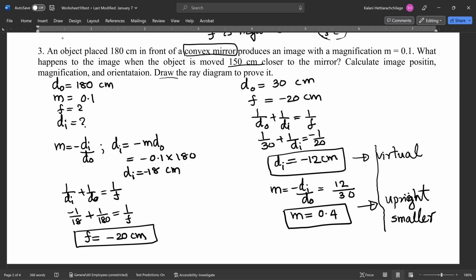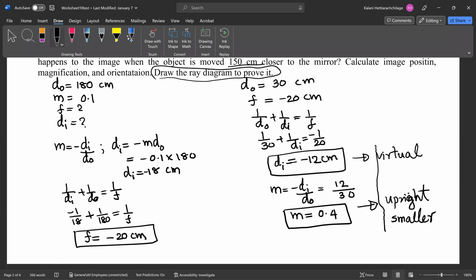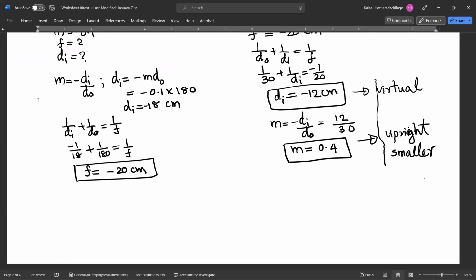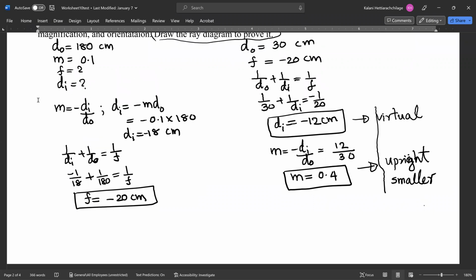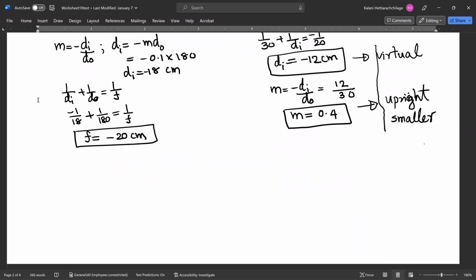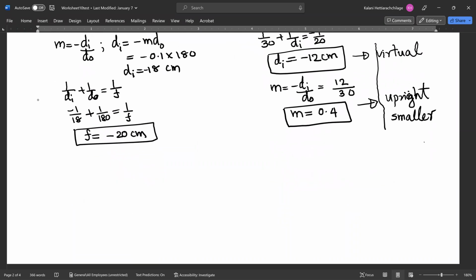So now it's asking: draw the ray diagram, locate the image, and prove that the things you calculated are correct. Okay, so we're going to do it for the second part. Drawing the ray diagram is a very important thing. You need to draw your mirror first, right?